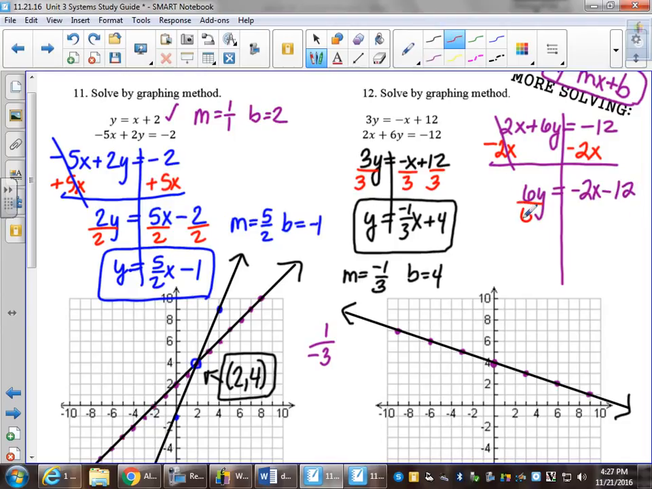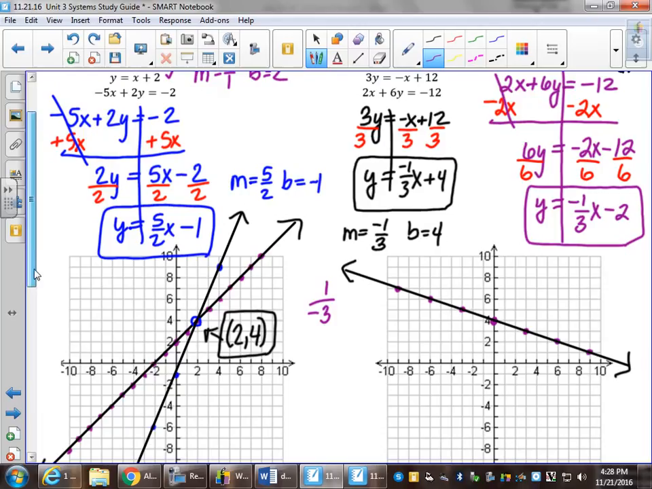Now we will divide through by 6. Each term divide by 6. We get y equals -2/6, which I can reduce to -1/3 x. And then -12 divided by 6 is -2. Awesome, let's graph. I guess I shouldn't use purple for this, so I'll make these blue because I'm about to use purple for the purple one. Okay, so purple, go to -2, plot the y-intercept.